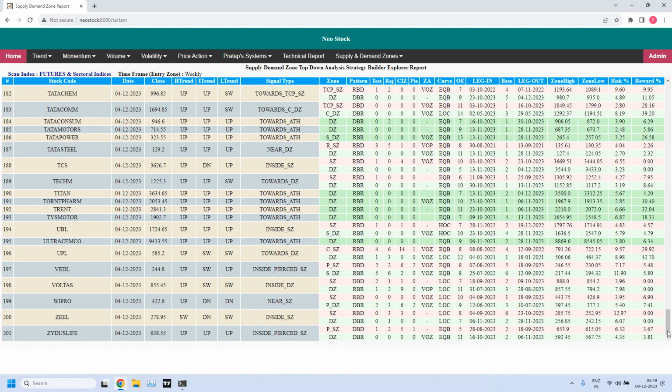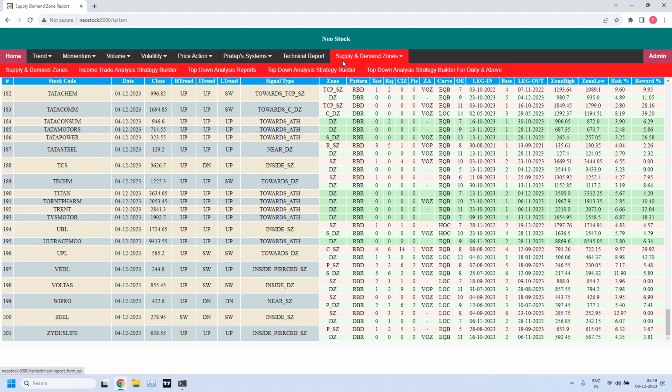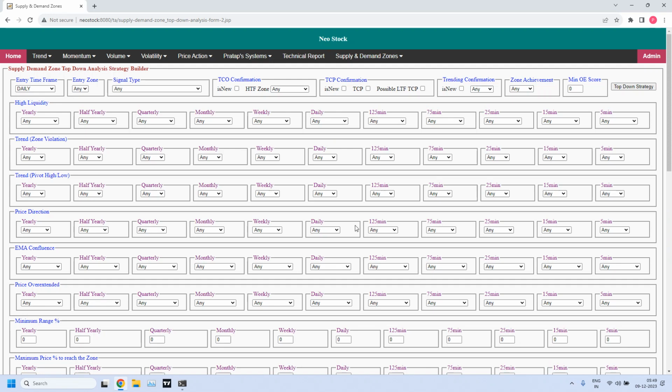So this is the complete list. This is the end of the weekly report. Now let us generate supply and demand zones for daily time frame. So entry time frame is daily.